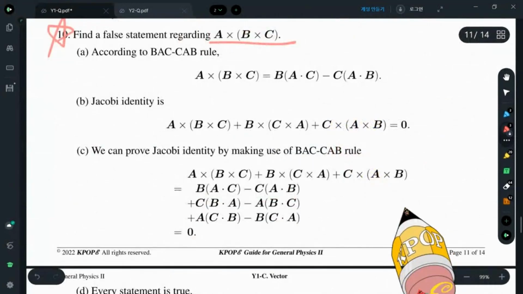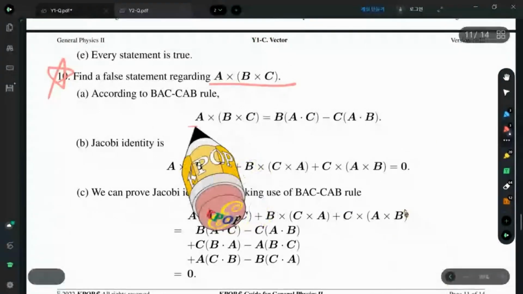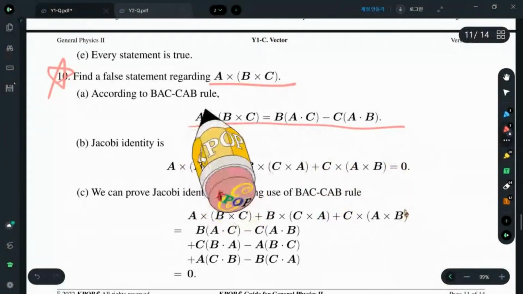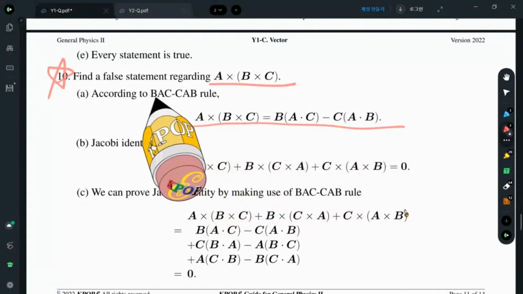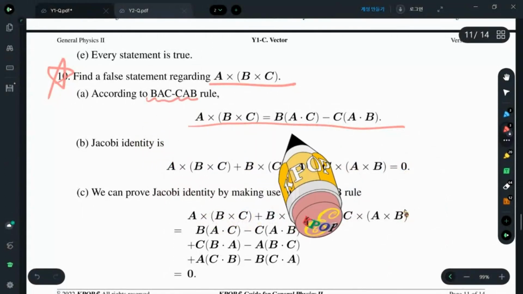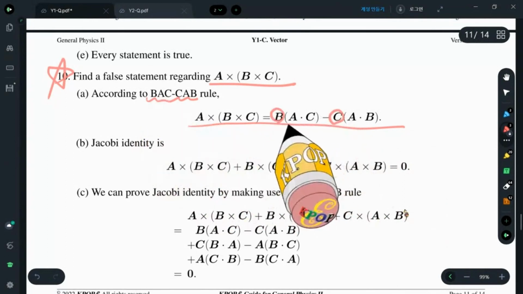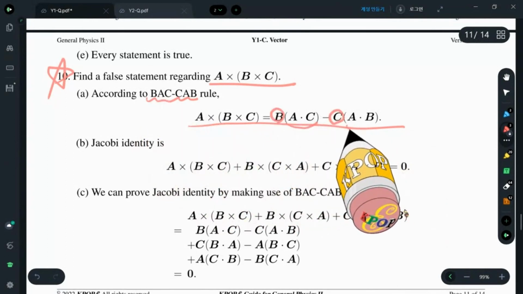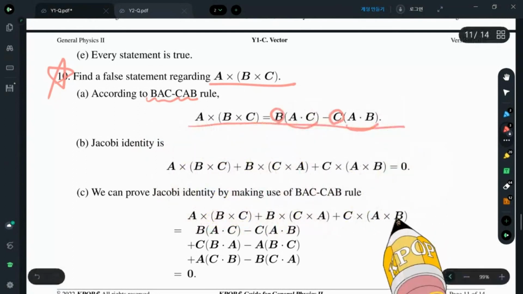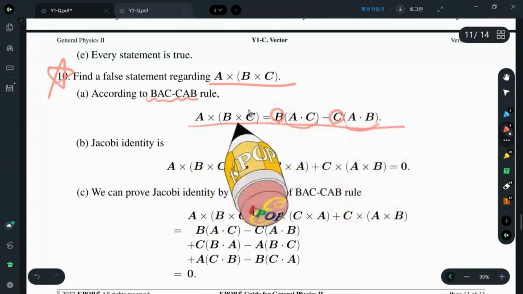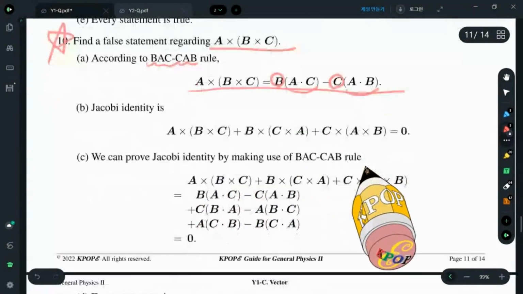First of all, the proof of this expression, A cross B cross C, is easy to memorize. It is BAC minus CAB: B and C, with coefficients A dot C and A dot B. Remember this expression. The complete proof of this formula is given in Y1.